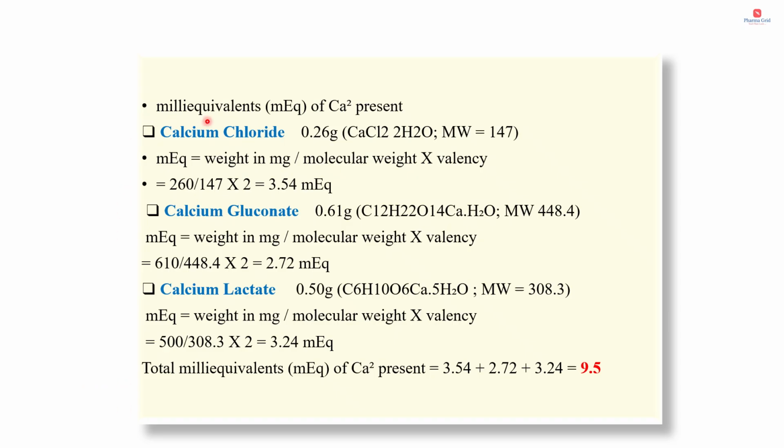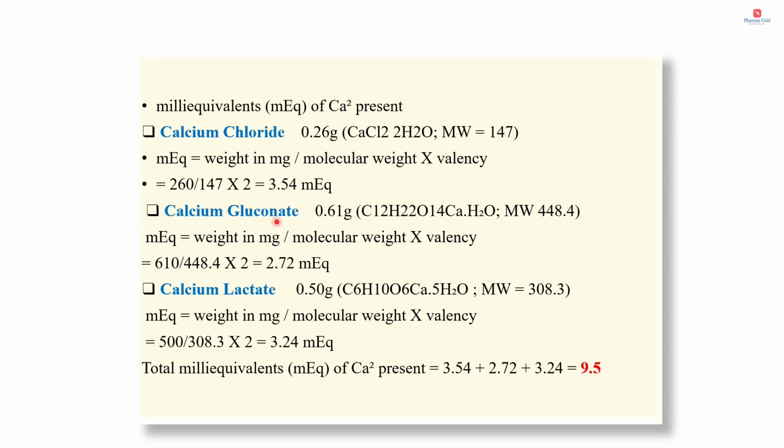First of all, find out the number of milliequivalents of calcium present in calcium chloride. 0.26 gram, molecular weight 147. We know the equation for milliequivalents is equal to weight in milligram divided by molecular weight into valency. Here weight is given in gram, so we need to convert it into milligram. That is 0.26 gram is equal to 260 milligram. Then molecular weight we already know, that is 147. Valency of calcium is 2. So substitute all these values in this equation. We will get the answer as 3.54, which is the number of milliequivalents of calcium present in calcium chloride.